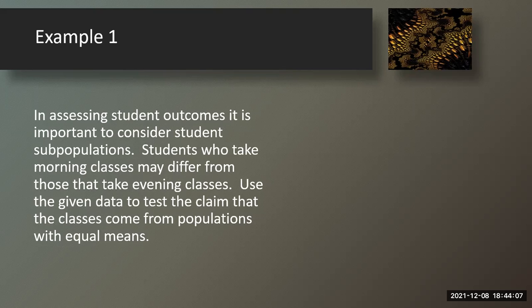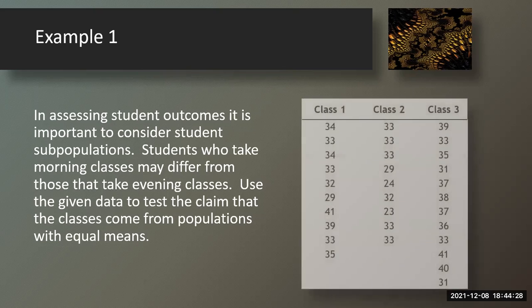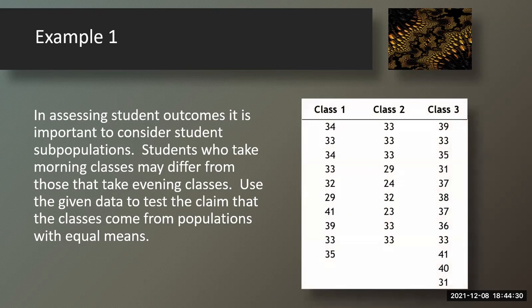So in assessing student outcomes, it is important to consider student subpopulations. Students who take morning classes may differ from those that take evening classes. We are going to use the given data to test the claim that the classes come from populations with equal means. And there is my data set.